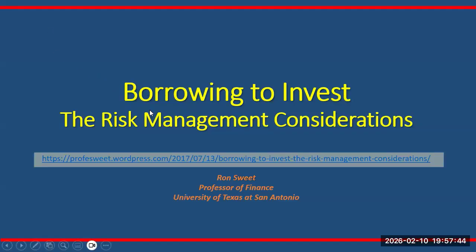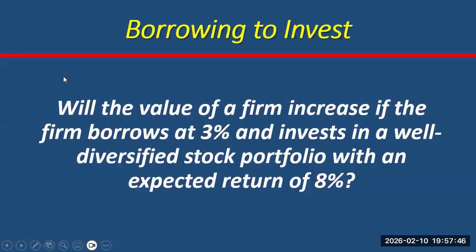Borrowing to invest. Will the value of a firm increase if the firm borrows at 3% and invests in a well-diversified stock portfolio with an expected return of 8%? You go out and announce to the stock market, hey, we're going to borrow money. We're going to go out and borrow $2 billion. We're going to borrow at 3% because we're a rated firm. We're going to stick it in the US stock market. We think the stock will make 8%. Are the stockholders going to say, oh man, that's great, I'm glad you're going to do that? All right, so that's the question. It looks good, right? A 5% spread looks pretty good.